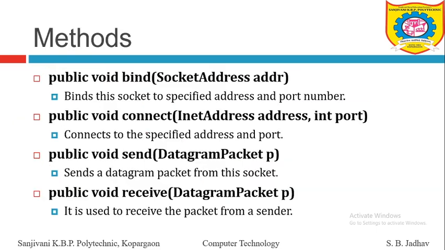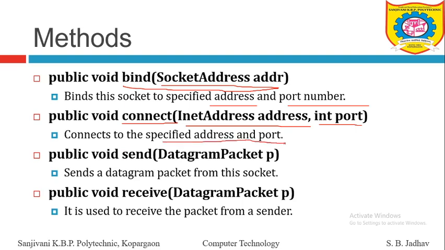Let us see the methods available with this class. The first method is bind method, which accepts the socket address as a parameter. It binds the socket to the specified address and the port number. The next method is connect method, which accepts inet address and integer port number, and it connects to the specified address and port number.